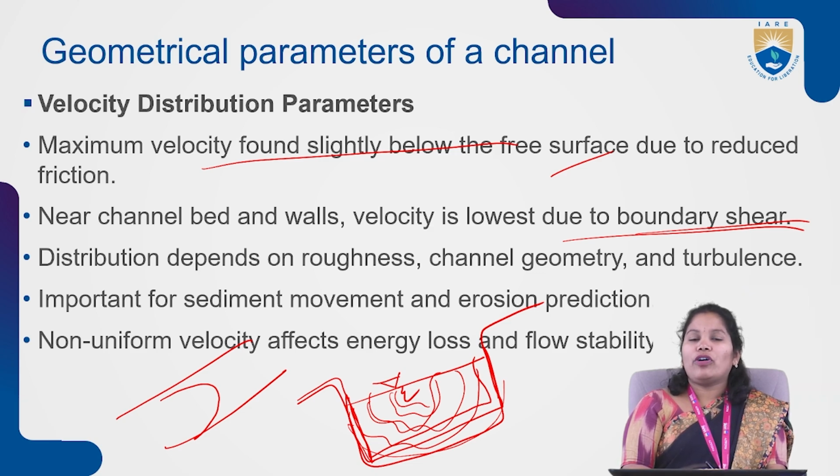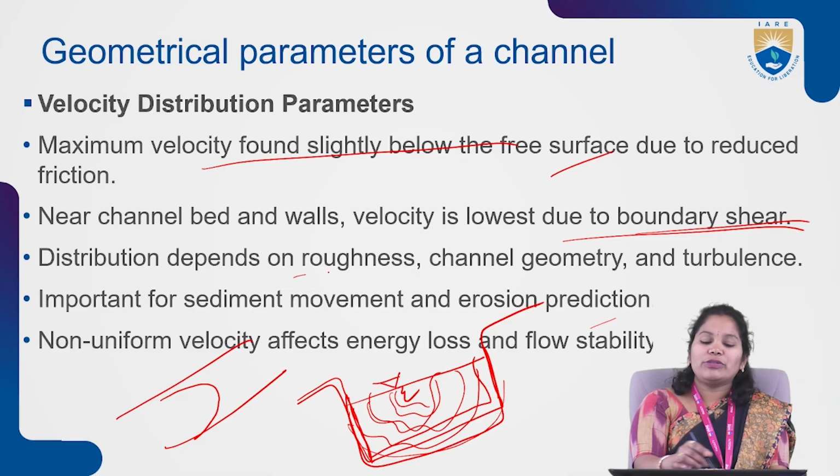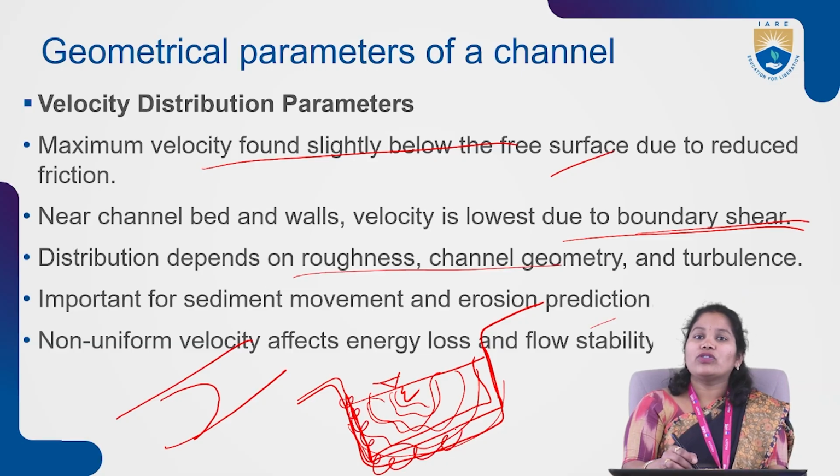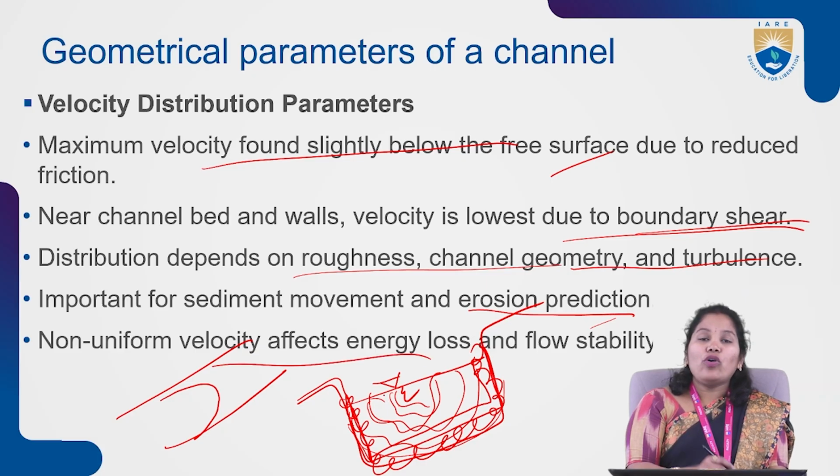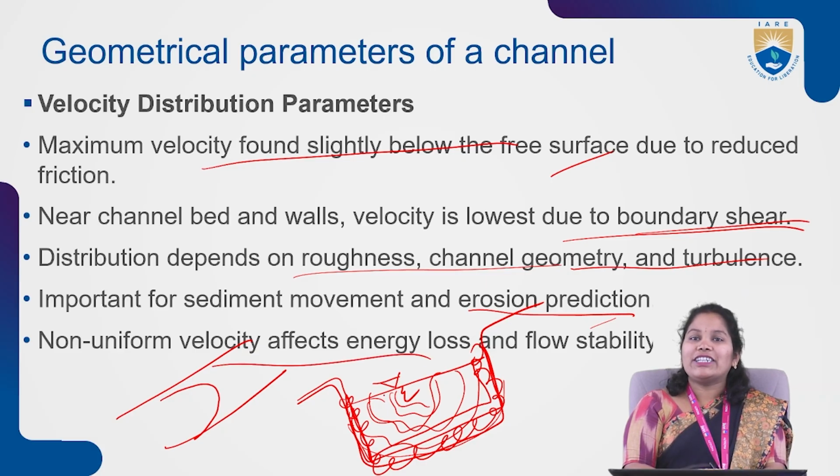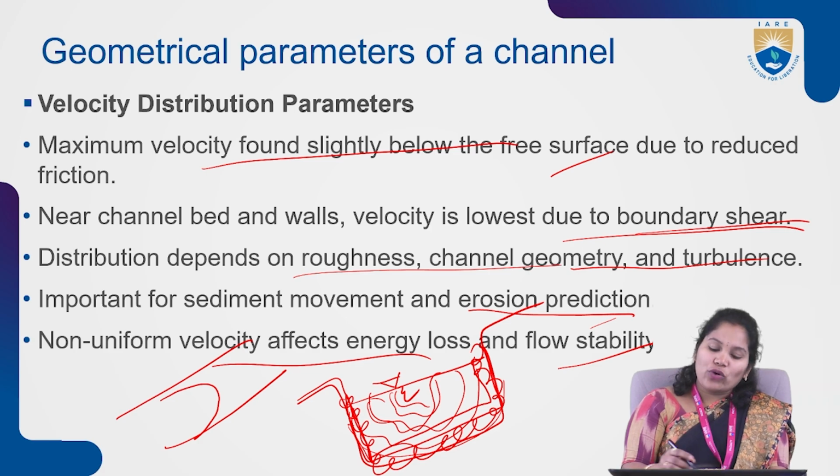Distribution depends on roughness, channel geometry, and turbulence. This distribution depends upon the roughness of the channel, the channel geometry, and also turbulence. It is important for sediment movement and erosion prediction. Non-uniform velocity affects energy loss and also flow stability.